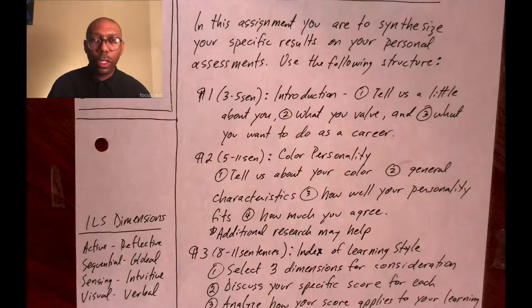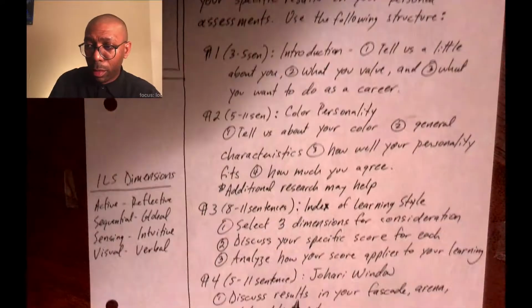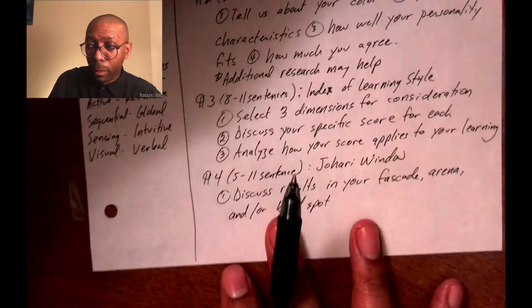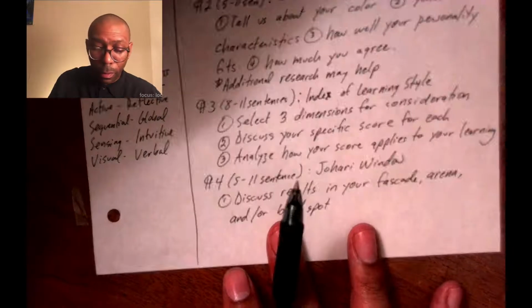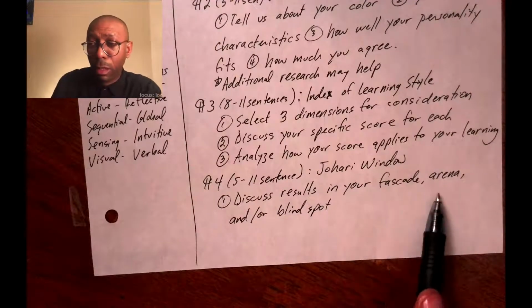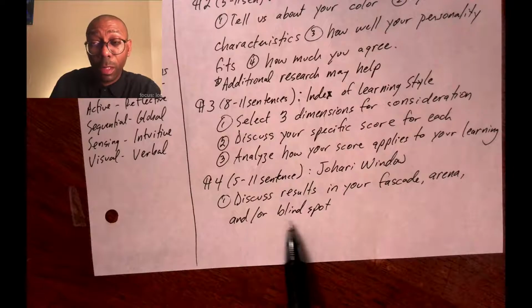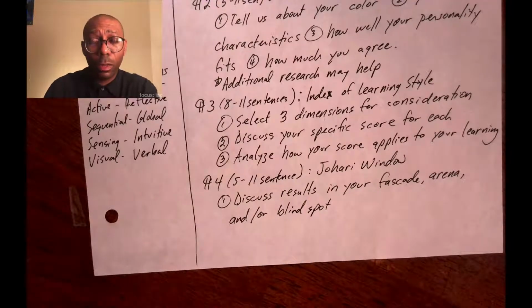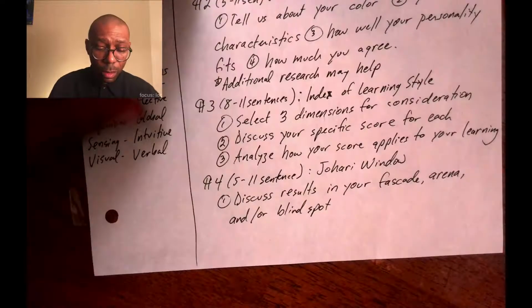Right, so at this point you understand the structure, I hope, and you also get kind of what I'm going for. So here, let me just slide this up. I keep forgetting about that, guys. All right, thanks for reminding me. All right, so discuss your results in the facade, the arena, and your blind spot as well. So I'm going to assume that you know what to do. If you have any questions, make sure you put them in the chat so I can help you out.